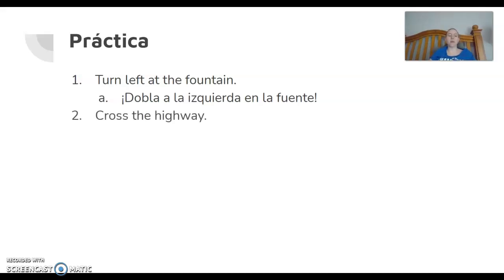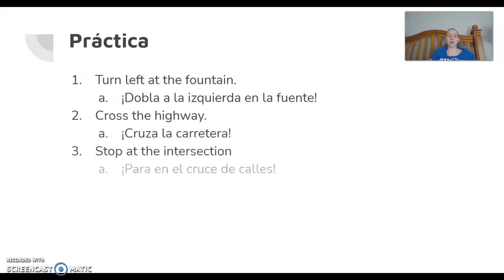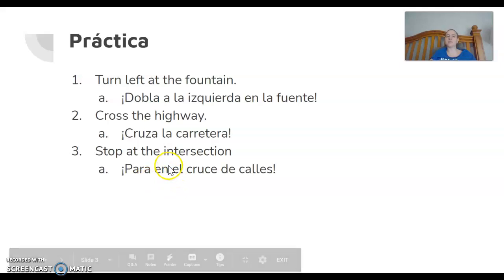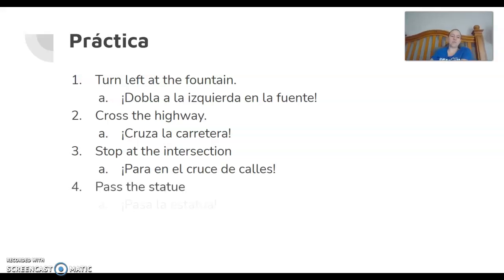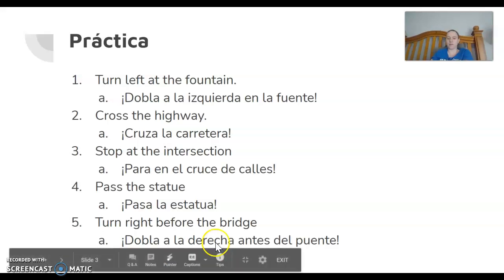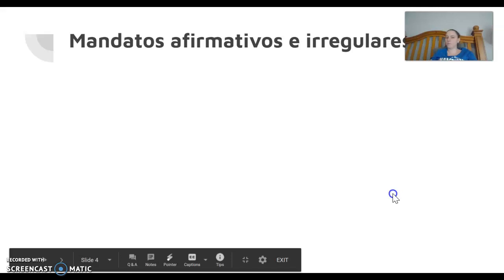Okay, cross the highway, cruza la carretera. Stop at the intersection, para en el cruce de calles. Make sure that you have en here and not a. I keep seeing a lot of you guys continuing to make this same mistake. It's always en a location. It's never a location. A is only at when it's at a time. Okay, pass the statue, pasa la estatua. Turn right before the bridge, dobla a la derecha antes del puente. Make sure you have del here and not de. Okay, so this should be pretty straightforward.